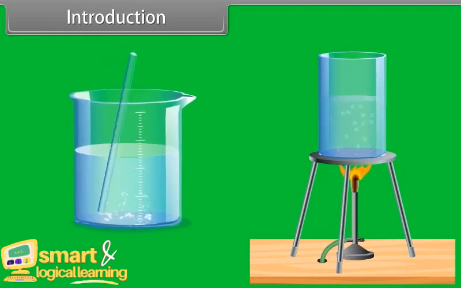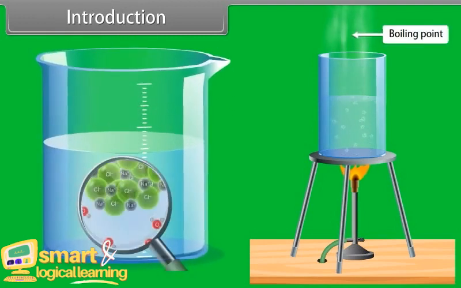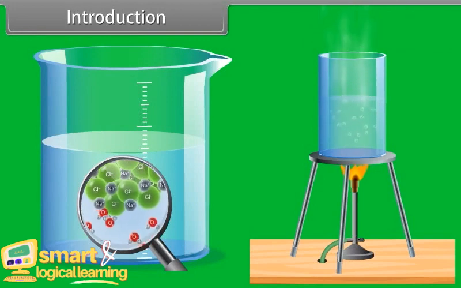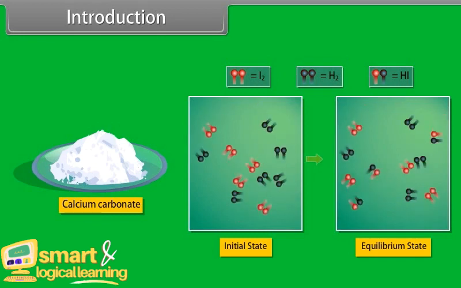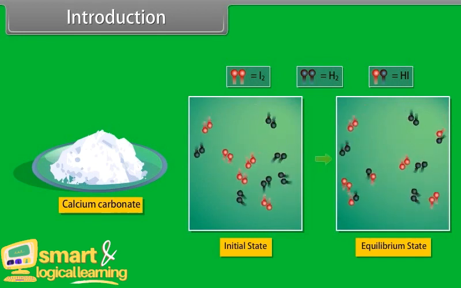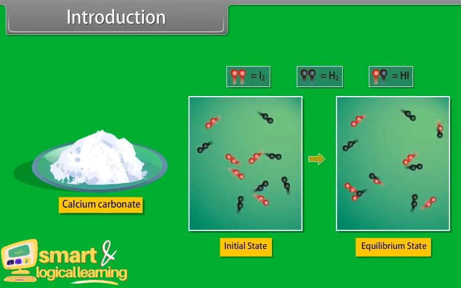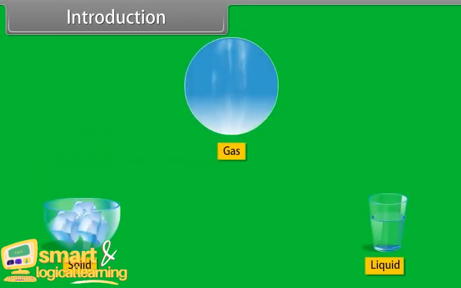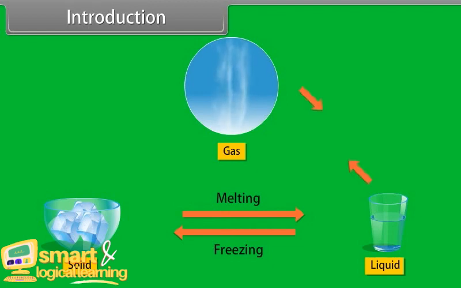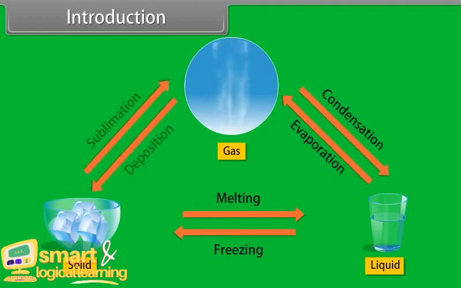Physical equilibrium involves a state of equilibrium of a system which undergoes phase transformation. For example, dissolution of salt, evaporation of water, etc. The equilibrium in chemical processes such as decomposition of calcium carbonate or reaction between hydrogen and iodine is called chemical equilibrium. The common physical equilibria are solid and liquid, liquid and gas, solid and gas.